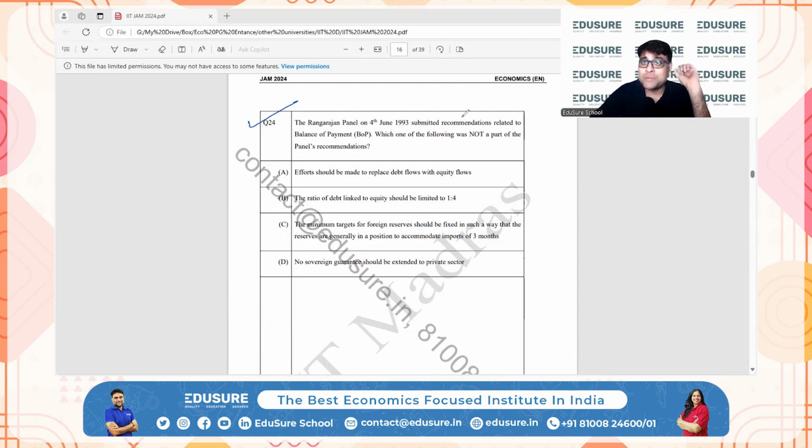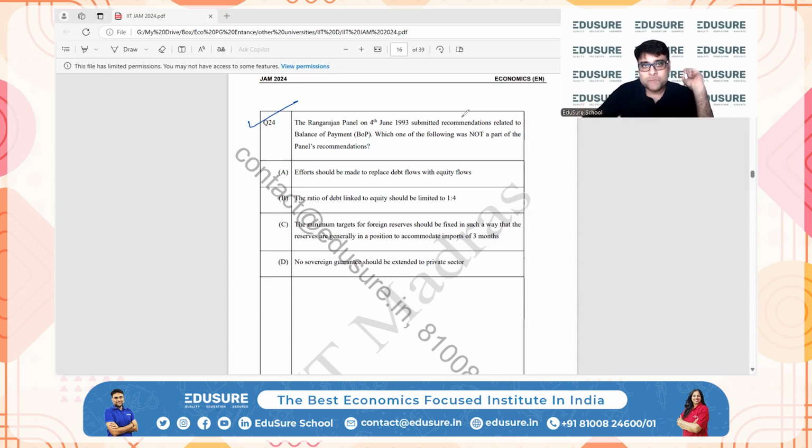Why is option B incorrect? Option B is incorrect because a 1:4 ratio of debt linked to equity was not a part of the Rangarajan panel's recommendation. While the panel focused on encouraging equity over debt, there was no specific recommendation about the limit of the debt to equity ratio of 1:4.